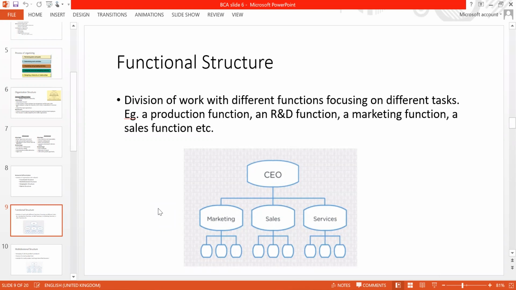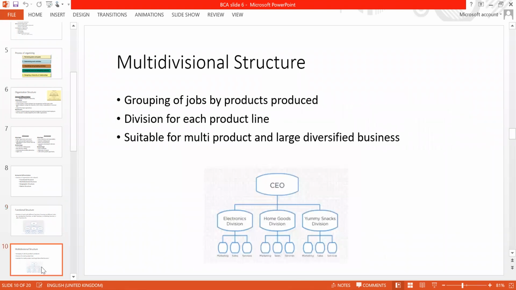Do you have any question on this? Any clarity you need? No, sir. Okay. Then now we move into this multi-divisional structure.